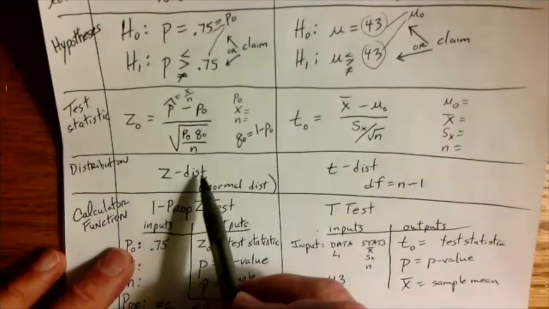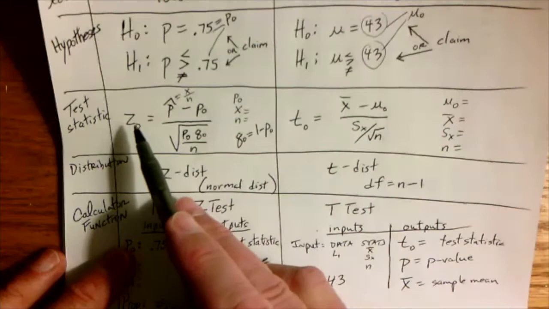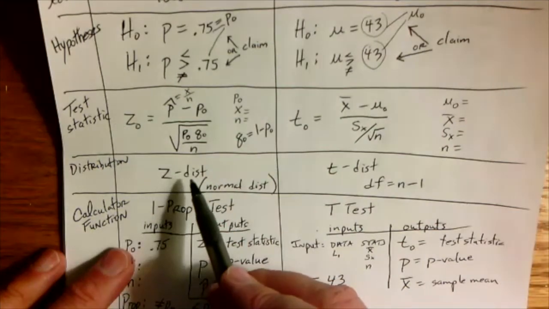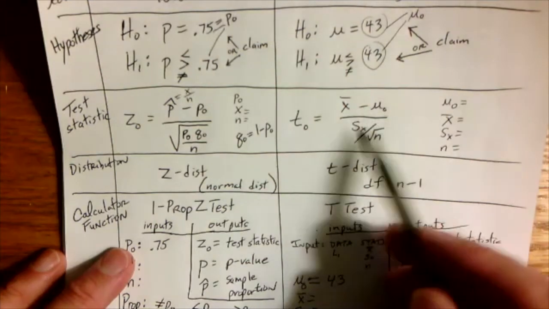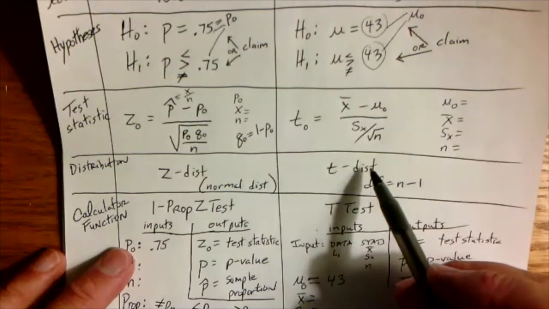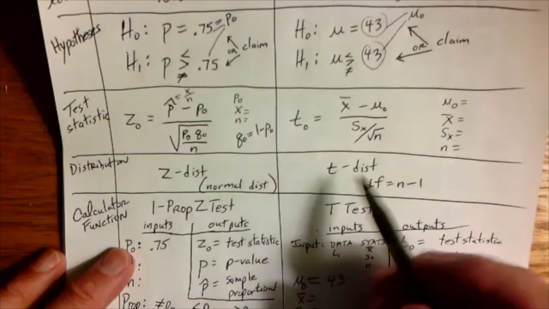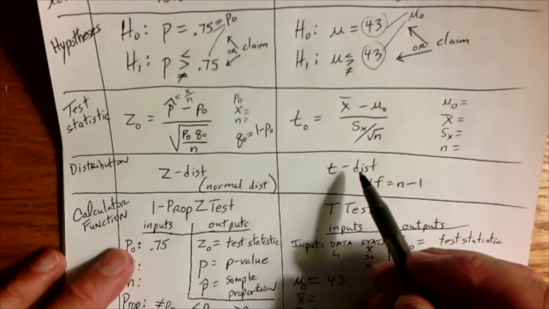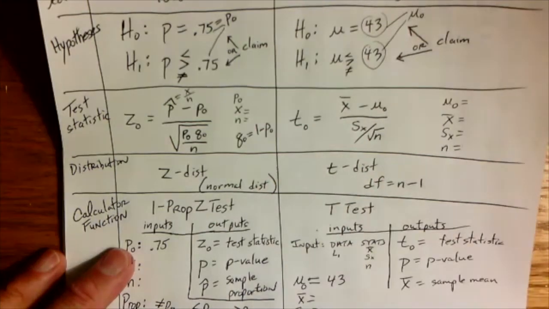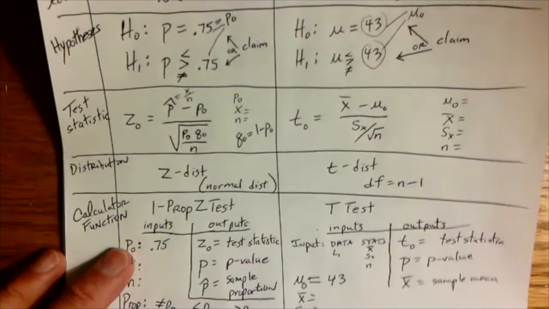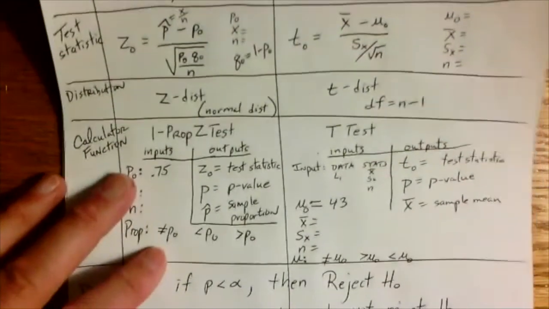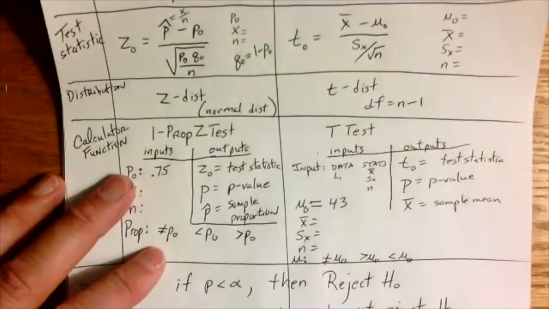The distribution that we use, since this is a z test statistic, is the z distribution. That's the normal distribution. Over here, this bell-shaped distribution, the t distribution, looks very similar to the z distribution. In fact, if n gets larger than 30, it becomes more and more closely similar to the z distribution. This is helpful if you want to find critical values.